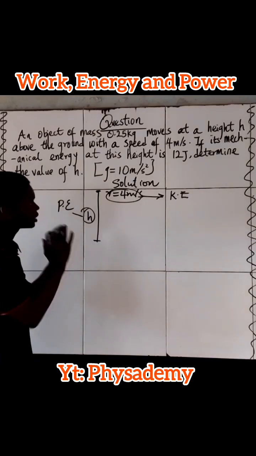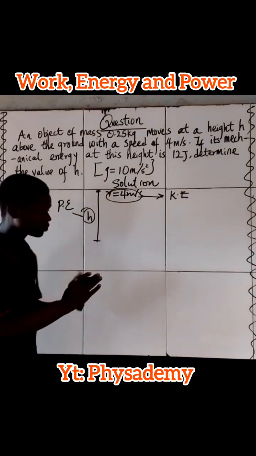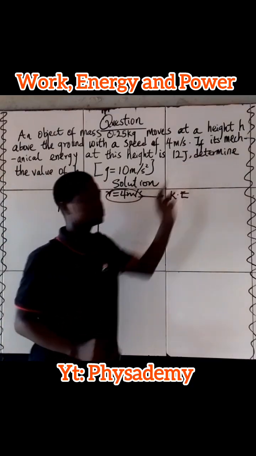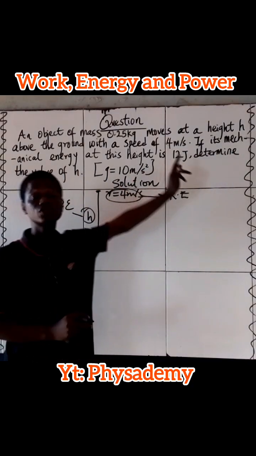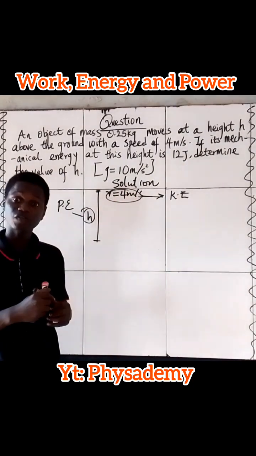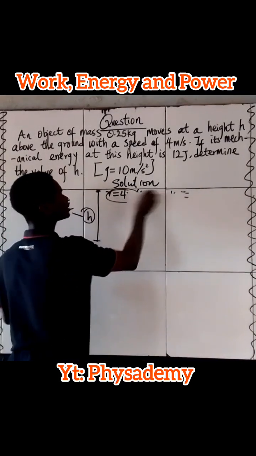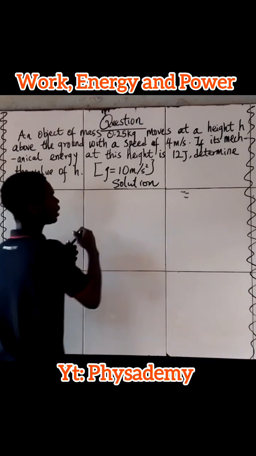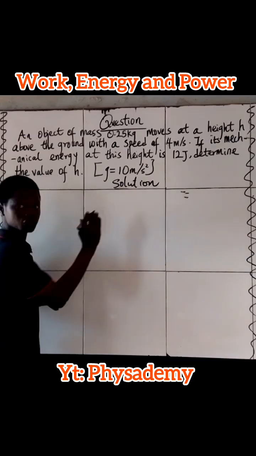I'm just showing you the diagram before we start solving. Now, the sum of these two is equivalent to a mechanical energy of 12 joule, from the law of conservation of energy. So now we have this at the back of our mind. Let's see how we solve this question.